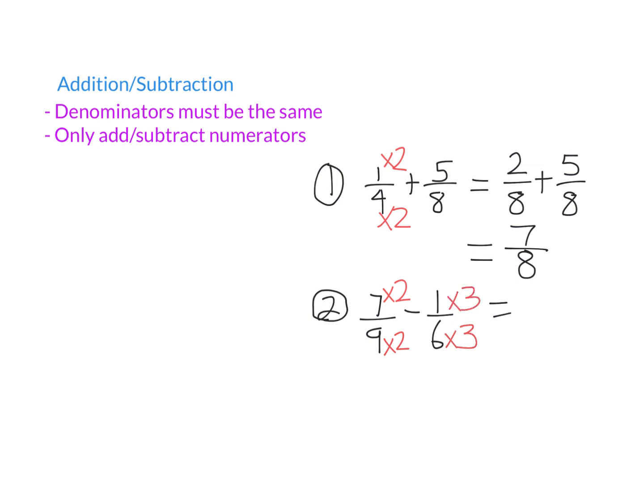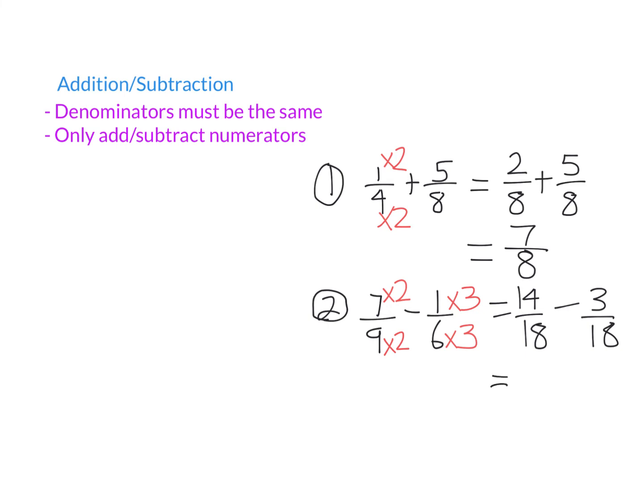So 7 over 9, when I times top and bottom by 2, I get 14 over 18. 1 over 6, I times top and bottom by 3, becomes 3 over 18. Okay, so I've used equivalent fractions. These two fractions are the same, both equal 0.7 recurring. These two fractions here are the same. They're equivalent fractions, but I've just written them in a way that I can subtract them because the denominators are equal.